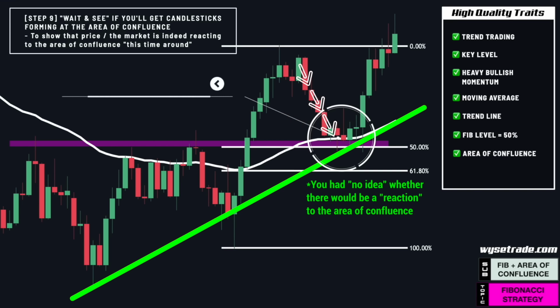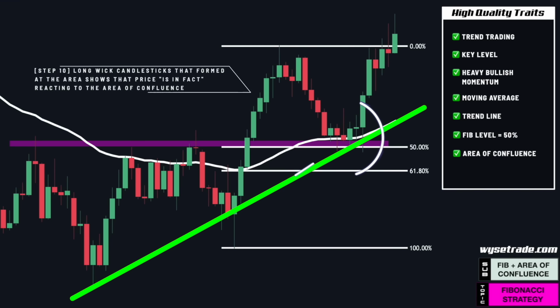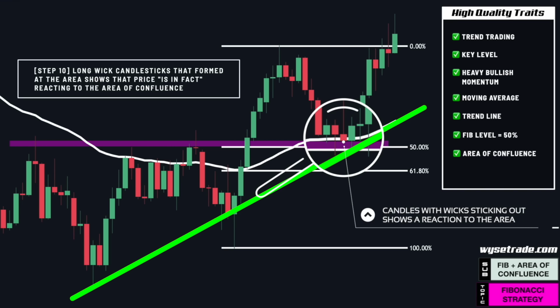You needed to wait for price action through candlesticks forming at the area of confluence to show that price and the market is indeed reacting to the area of confluence this time around. And that is exactly what you got. You had these candles with the wicks sticking out right at the area of confluence, which shows a reaction to the area.